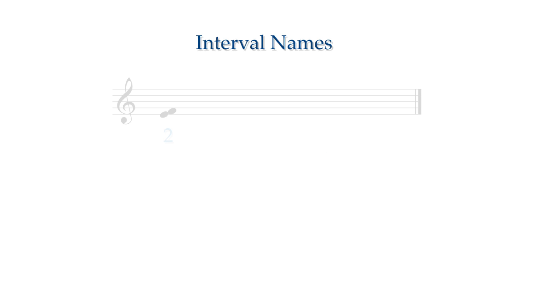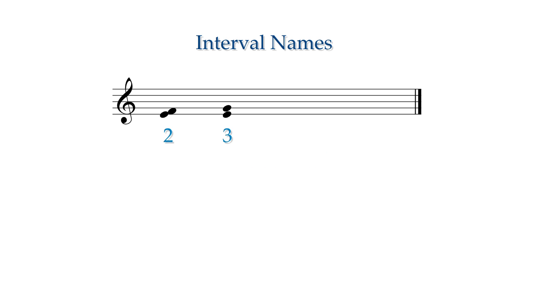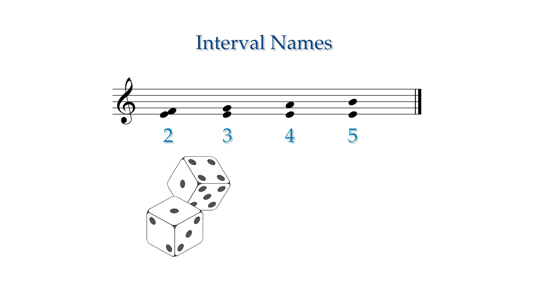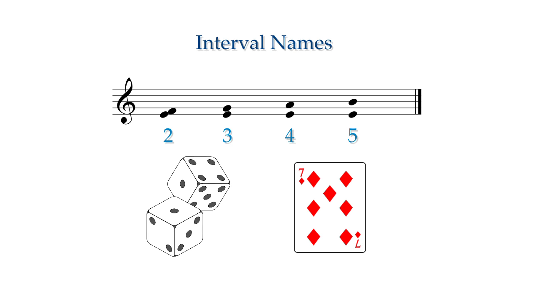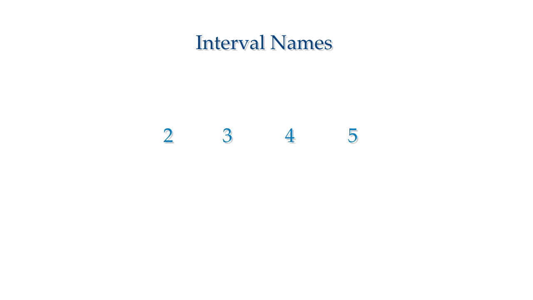On the musical staff, seconds always look like seconds, thirds always look like thirds, fifths always look like fifths, and fourths are in between thirds and fifths. You can learn to recognize notated intervals by the way they look, without counting the lines and spaces, just as you do with the dots on a die or symbols on a playing card. You don't count 7 diamonds on the card. It just looks like 7 because of the pattern.